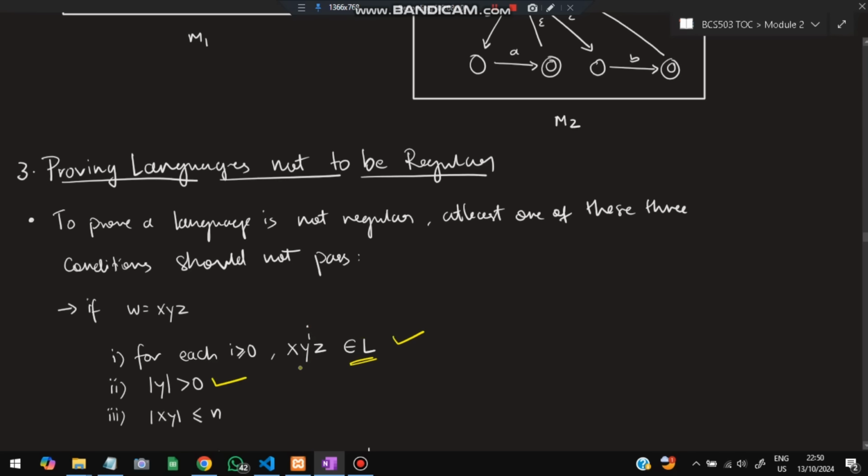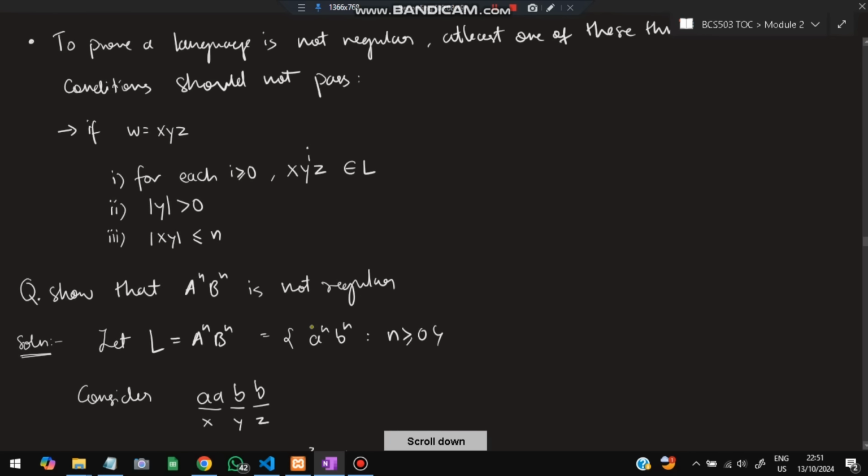Second, the length of Y should be greater than 0. Third, the length of X multiplied by the length of Y should be less than or equal to N. What is N? N is the whole length of the string. So let's have a look.